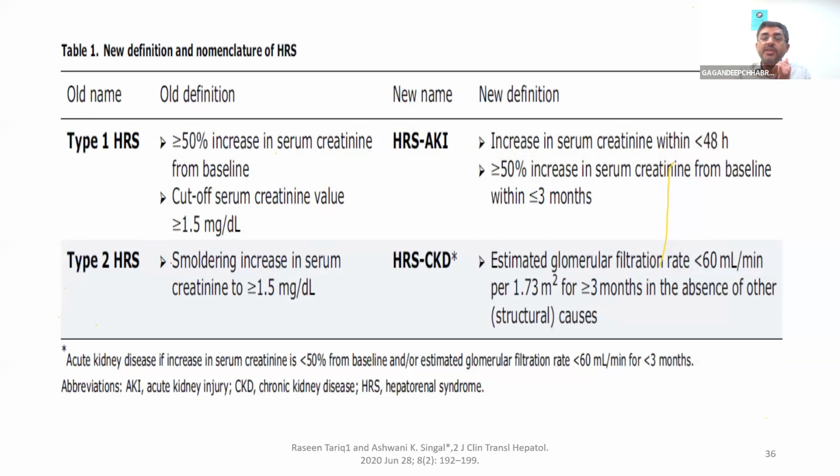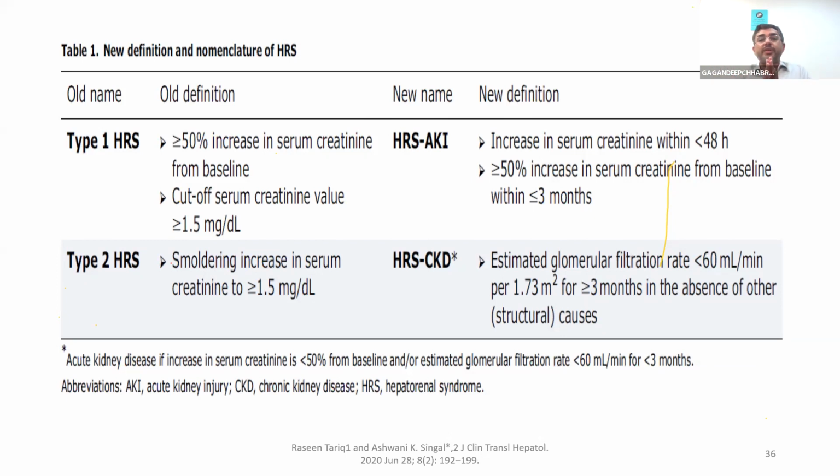Now, HRS with acute kidney injury is an increase in creatinine within 48 hours, greater than 0.3 as we have discussed, or a 50% greater increase from the baseline within less than 3 months. So 3 months is the magical figure again. Less than 3 months, if the increase is more than 50% of the baseline, you fit it into acute kidney injury. Now, if the same increase or the GFR drop is in greater than 3 months, and the GFR is less than 60 ml per minute by MDRD, then you fit it into chronic.